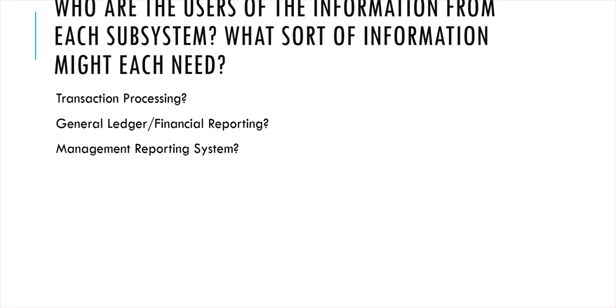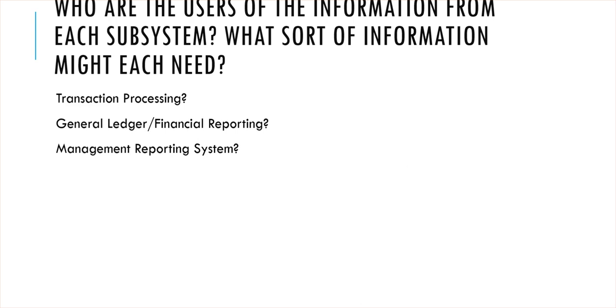Who are the users of information from the subsystems? What sort of information might they need? Transaction processing. You can give some examples of that. It might be a sales transaction. It might be a purchase transaction. Who are the users? Those users are the parties to those transactions. In general ledger and financial reporting, what sort of information do they need? Who are the people that are involved here? And when you do financial reporting, you're talking about creating reports that are going out, and the users are going to be the readers of the financial reports.